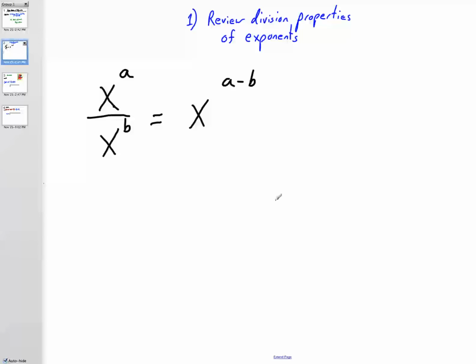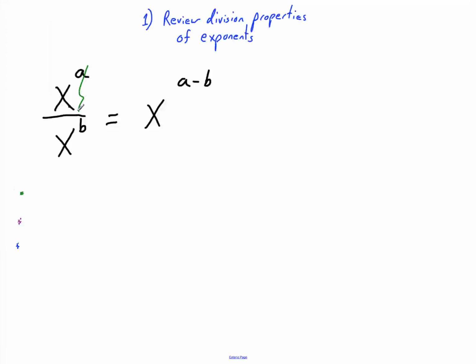So the first thing, let's review the division properties of exponents. Okay, so in this case, here's our property. We have like bases, so both of these bases are x, and we have x to the a over x to the b. So what this says is that if we have these like bases, then we simply subtract the exponents, so it becomes x to the a minus b. Let's look at a couple examples of that.